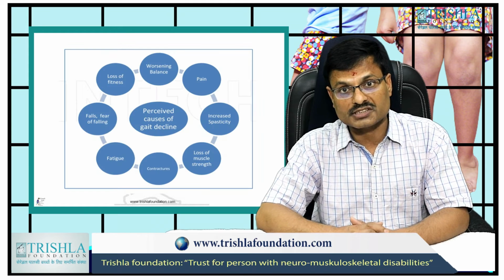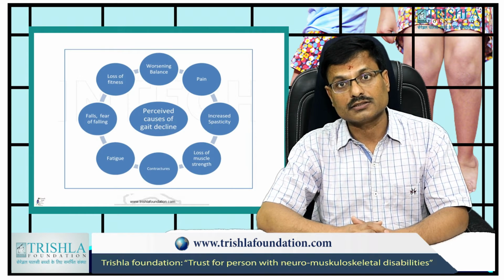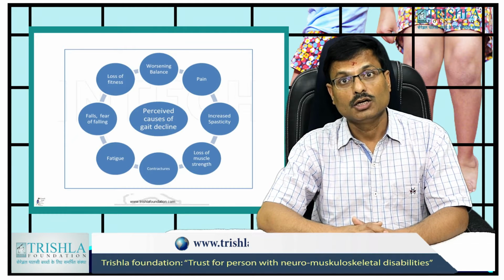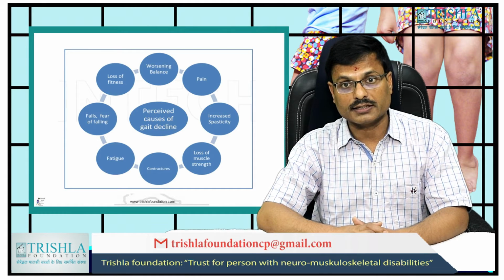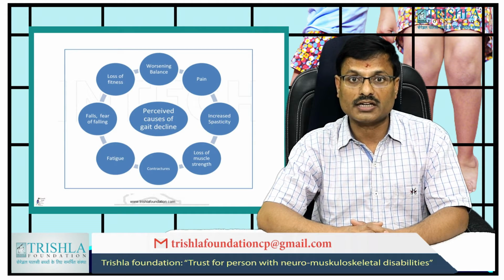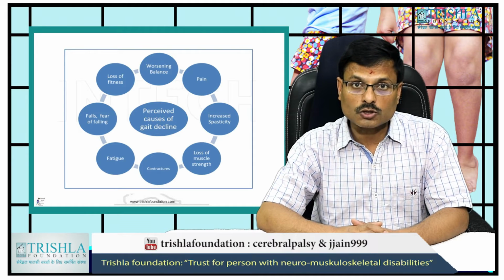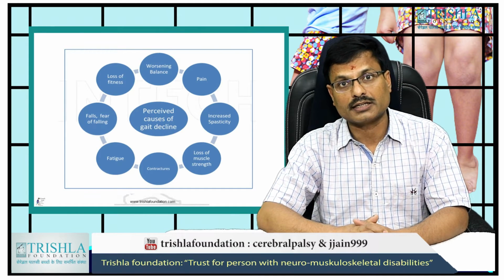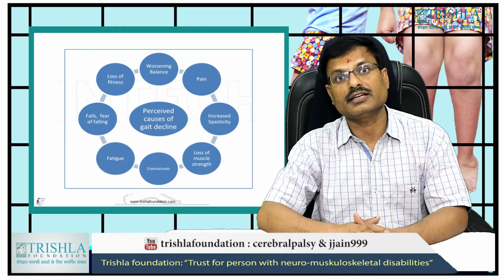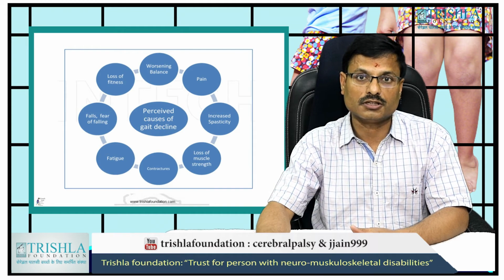And as you know, the perceived causes of gait decline are many factors that can happen: worsening balance, pain in any joint, increased spasticity, loss of muscle strength, contracture, fatigue, falls, fear of falling, and loss of fitness. All those factors have to be considered before considering any intervention in the children.